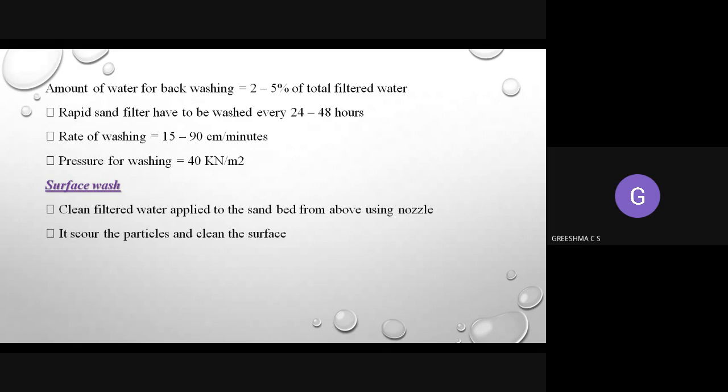Okay, so after the back washing, you will allow the clean filtered water to pass through the filter bed from above, from the top. മുകളിൽ നിന്നായിരിക്കും നമ്മൾ പാസ് ചെയ്യുക. Okay, so it will scour all the particles and clean the surface. So that is called surface wash.